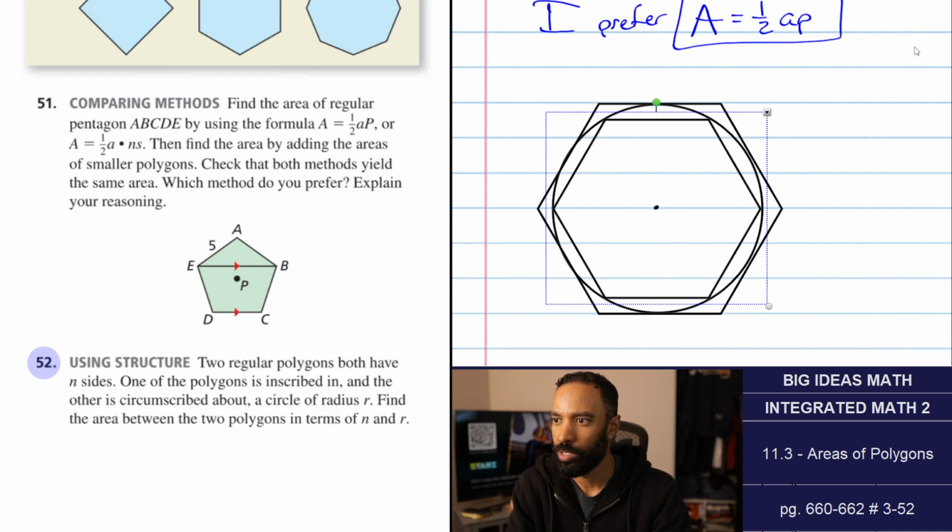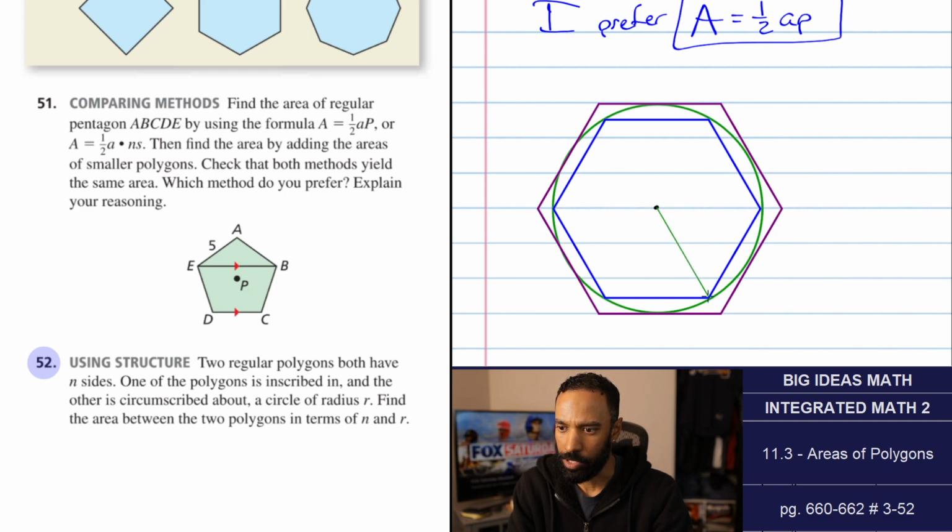So I have a blue, I have a green, and I have a purple. Okay, so the idea here is the circle has a certain radius. Let's do the green color for that. The circle has a certain radius of r. So that's also the radius of this one. Now, that's also the apothem of the purple one. What matters is the blue shape's radius is the same as the circle's radius, and the circle's radius is the same as the purple shape's apothem.